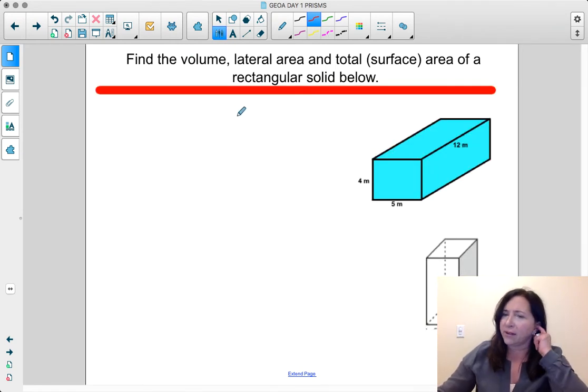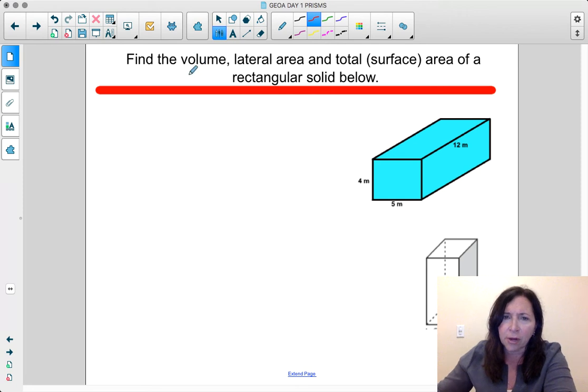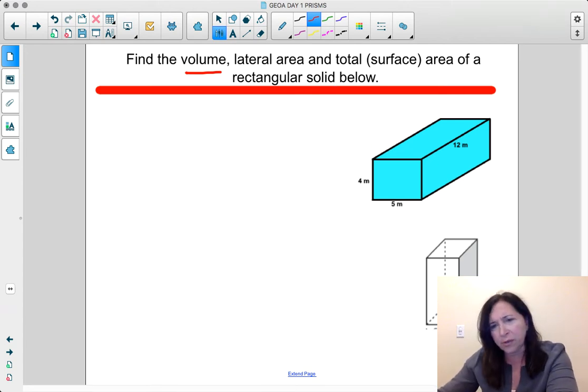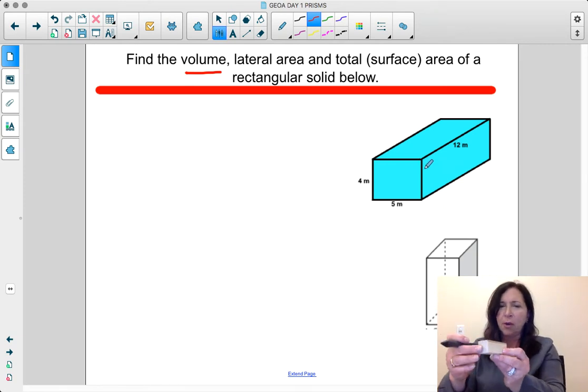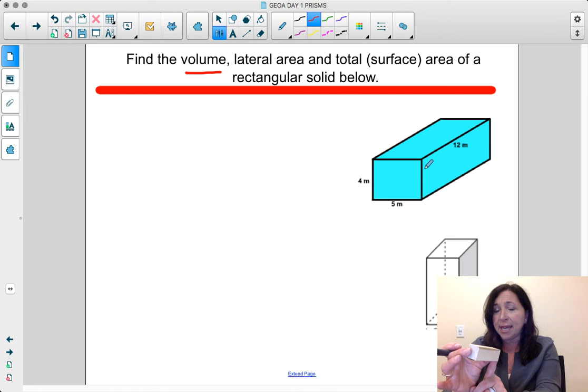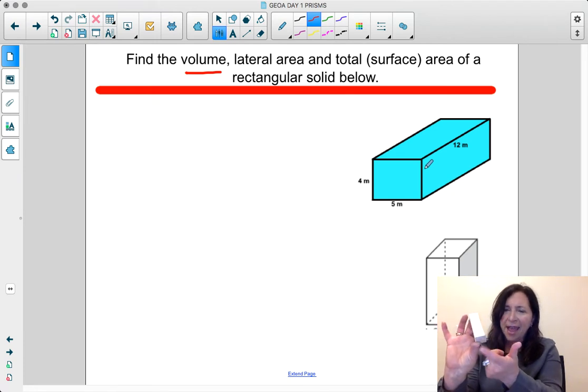So we're going to practice this. Find the volume, the lateral area, and the total surface area of a rectangular solid below. So this is the solid we're going to look at. And I redrew this right here because I wanted you to see that this shape is this shape right here. You see how the bases are the same? We've got two little squares here. So I could call this a rectangular prism or rectangular solid. However, I could also see the bases have to be the same. So these two bases are the same.